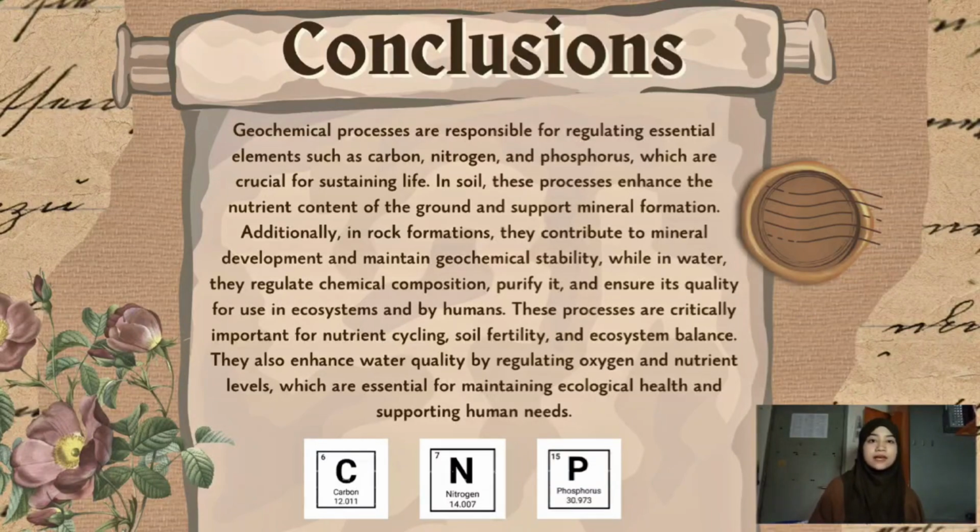Similarly with rocks, these processes contribute to the formation of minerals that help maintain the geochemical stability of the Earth's crust. While in water, geochemical processes play a critical role in maintaining water quality, as they regulate the chemical composition of water and ensure that it is purified, balanced, and suitable for ecosystems and human consumption. In this way, these processes maintain the delicate balance of ecosystems by supporting nutrient cycling and ensuring soil fertility, which is crucial for agricultural productivity and environmental health.